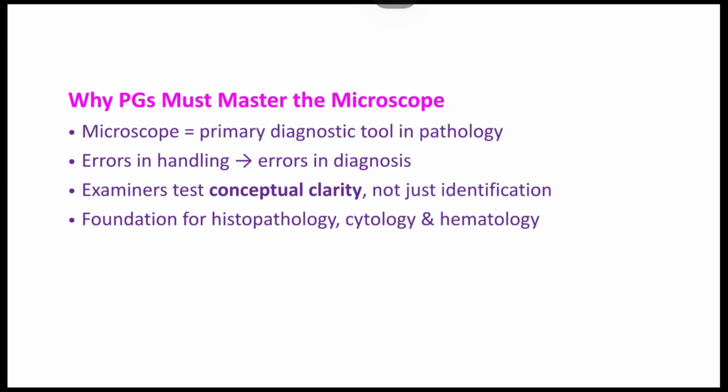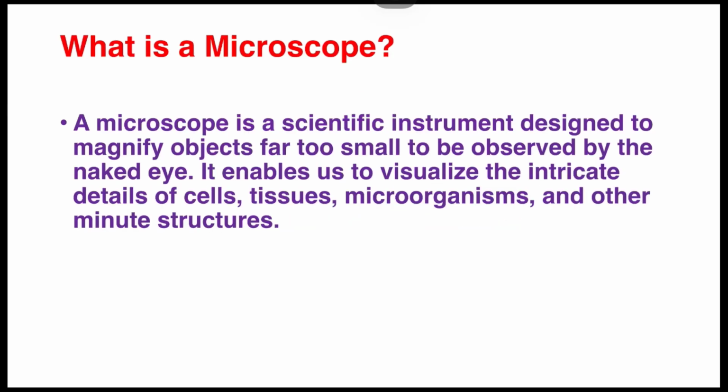So why must PGs master the microscope? Because the microscope is the primary diagnostic tool in pathology. It is the third eye for a pathologist. Errors in handling mean errors in diagnosis, and examiners test conceptual clarity, not just identification. And the foundation for histopathology, cytology and hematology is the microscope.